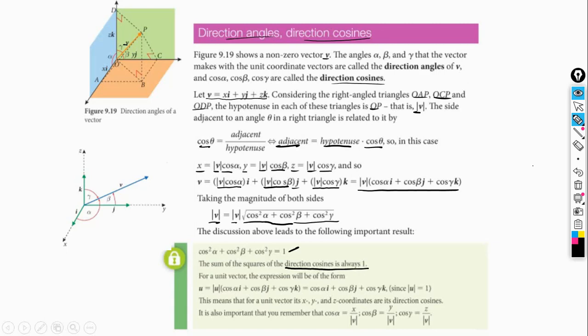And if we have a unit vector, that is, the magnitude is 1, you're going to get that the vector is equal to this. In other words, the expression without the multiplication by the magnitude of the vector, because the magnitude of the vector is 1, like we just said. This means that for a unit vector, its x, y, and z coordinates are its direction cosines. Now, it is also important to remember that we can find cosine of alpha by dividing x by the magnitude of the vector. Cosine of beta would be y divided by the magnitude of the vector, and cosine of gamma is going to be z divided by the magnitude of the vector.